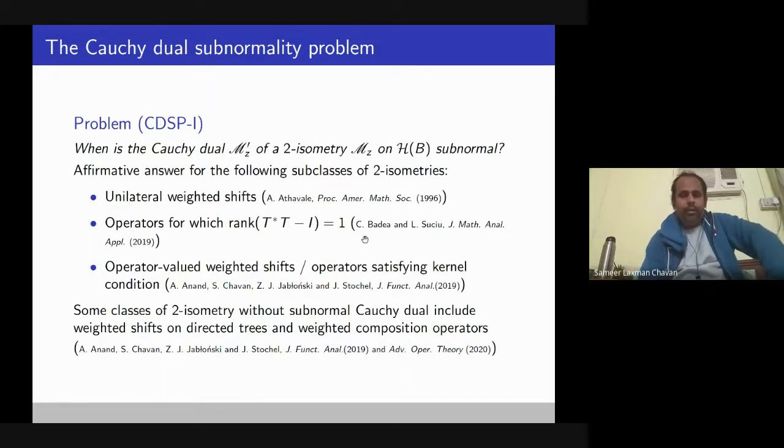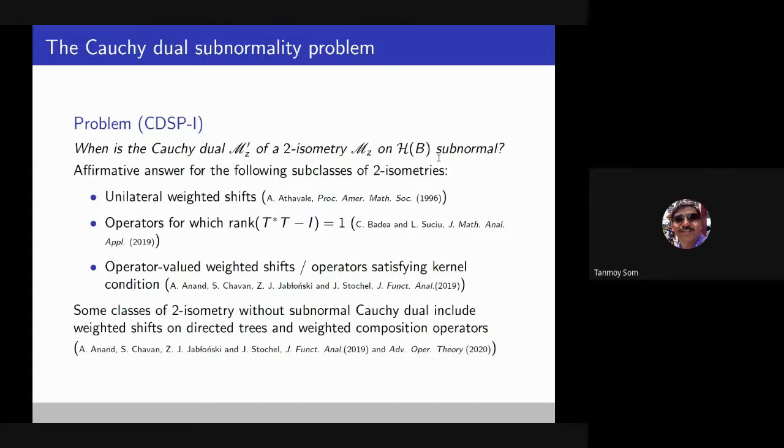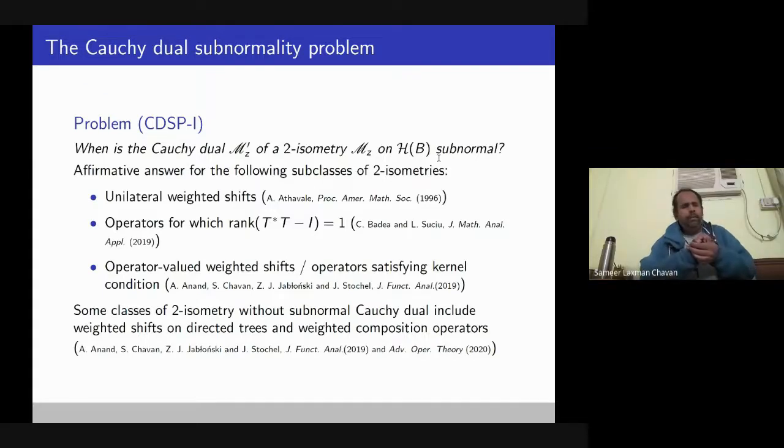Okay, fine. So this is the first version of the Cauchy dual subnormality problem. The problem is: if you start with the multiplication by z on a Dirichlet-type space, and assume that this multiplication by z is a 2-isometry, then is the Cauchy dual subnormal? Now you may wonder why this question is important.